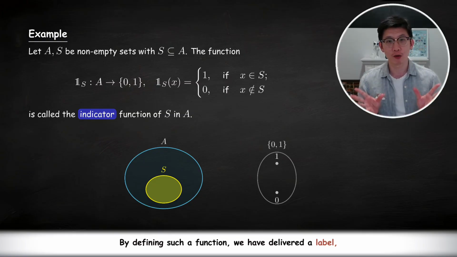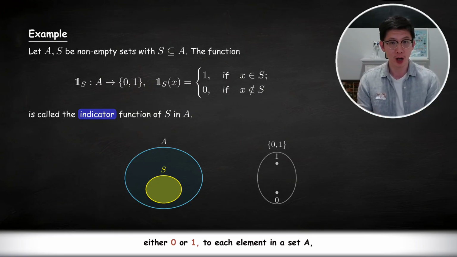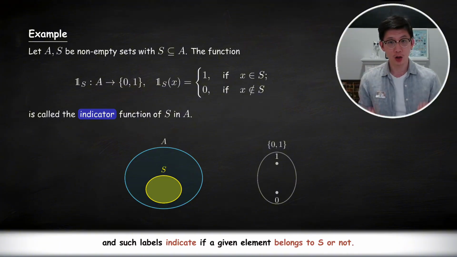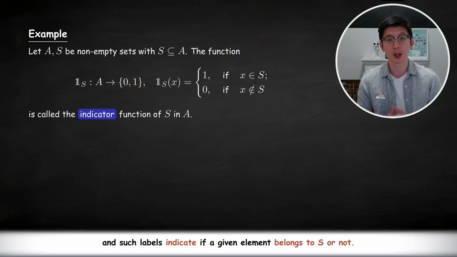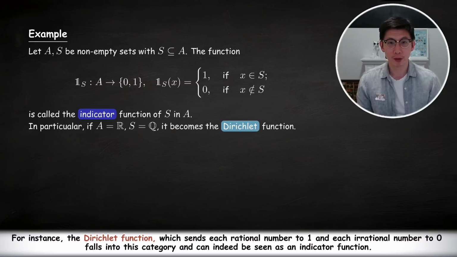By defining such a function, we have delivered a label, either 0 or 1, to each element in the set A. And such labels indicate if a given element belongs to S or not. For instance, the Dirichlet function, which sends each rational number to 1 and each irrational number to 0, falls into this category and can indeed be seen as an indicator function.